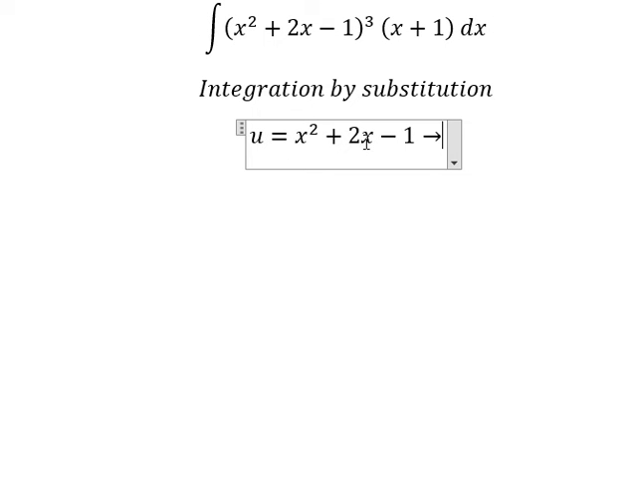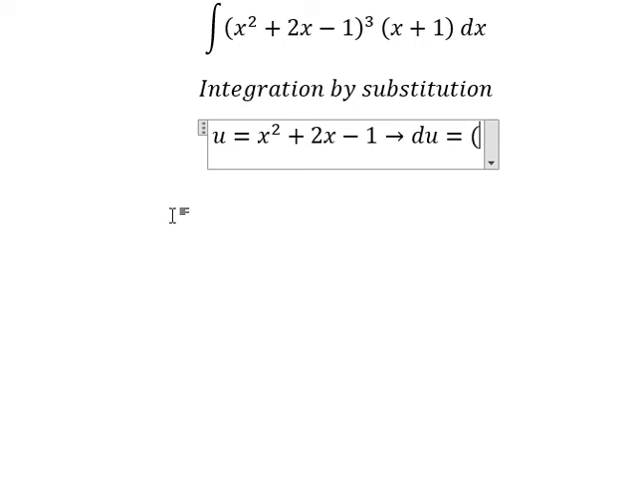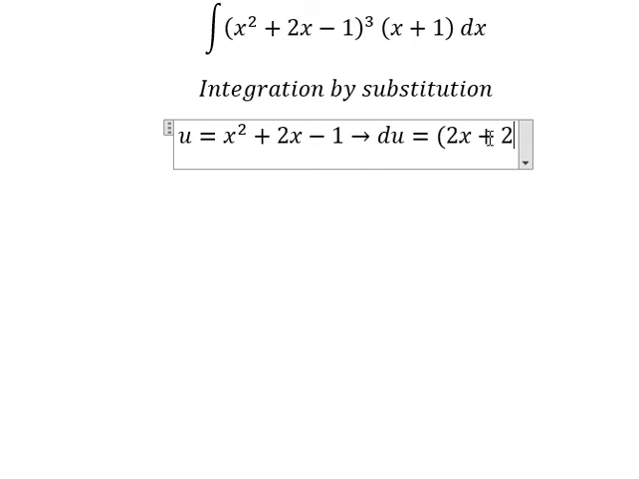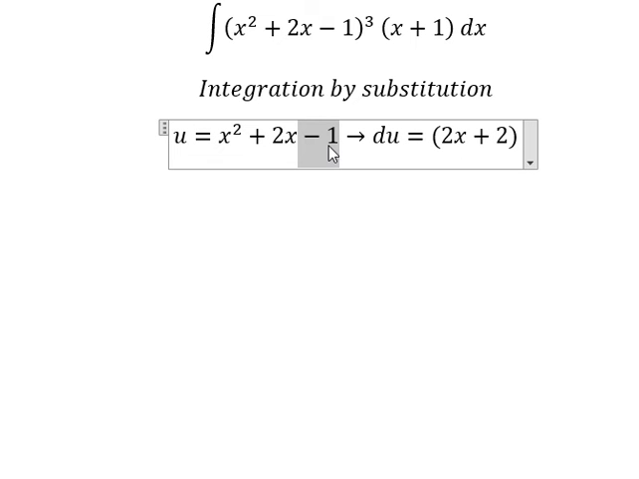Now we need to take the first derivative of both sides. The first derivative of x squared, you get 2x. The first derivative of x, you get number 1. So we have number 2 in here. The first derivative of negative 1, you get 0 because this one is a constant.